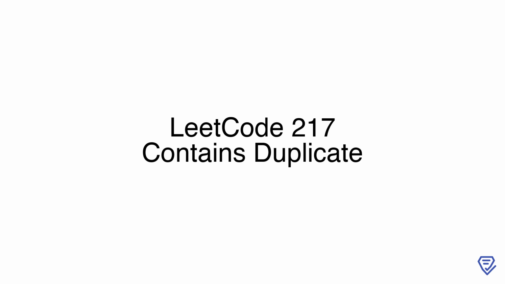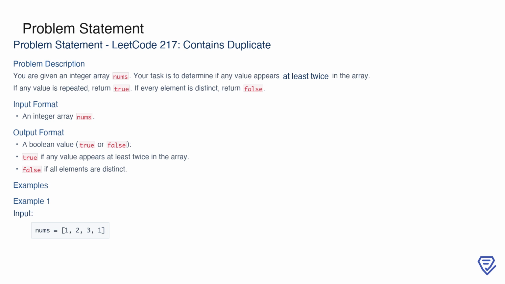Let's dive in. In this problem, we are tasked with determining whether any value in a given integer array appears at least twice. If there is at least one repeated value, we return true. Otherwise, if all the elements are distinct, we return false. The input to our function is an integer array called nums, and the output is a Boolean value.